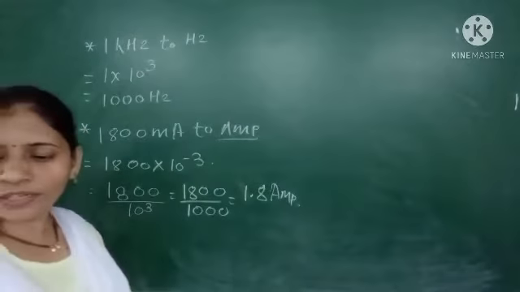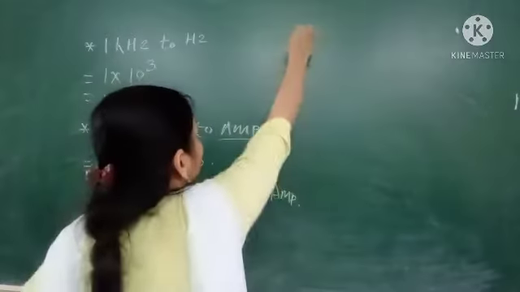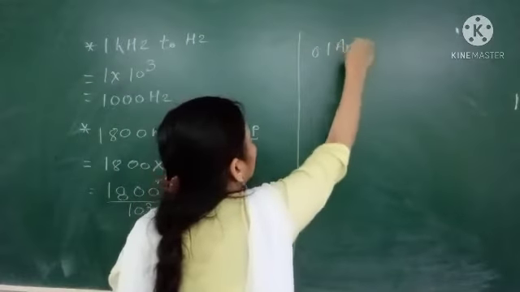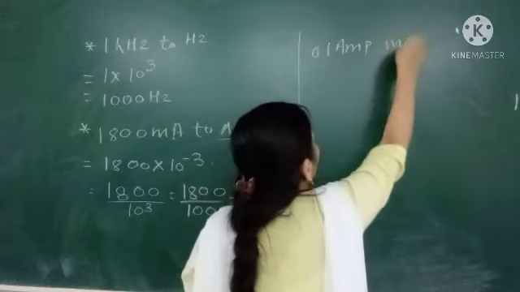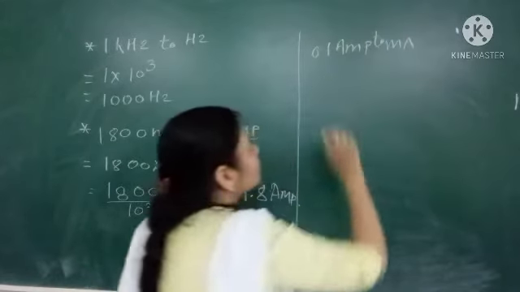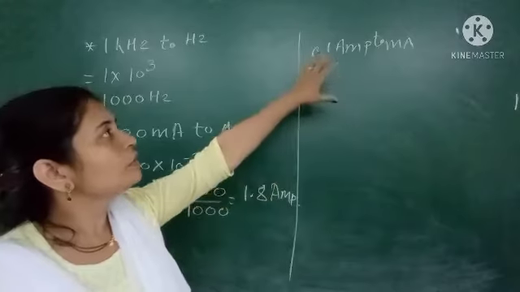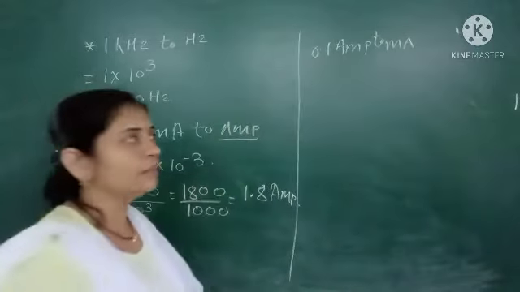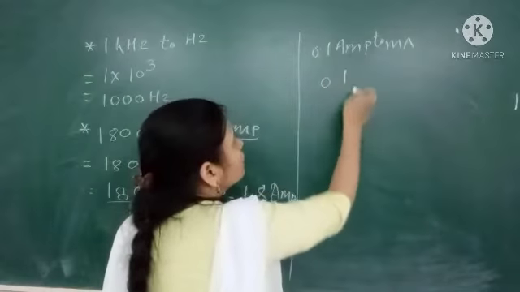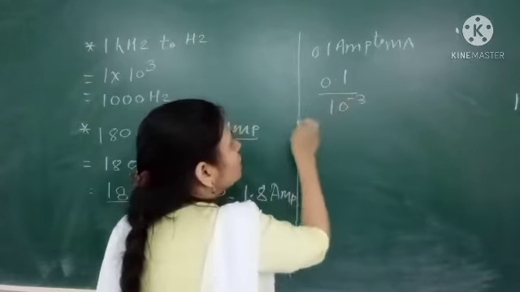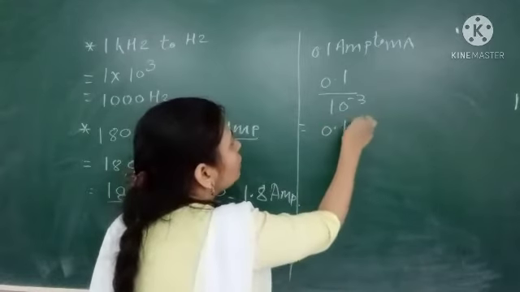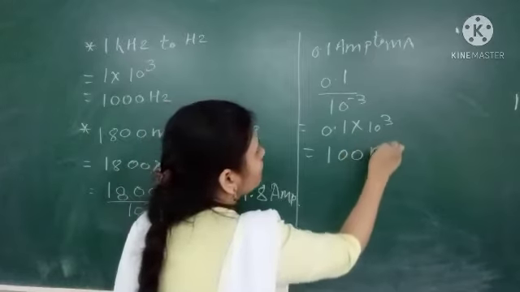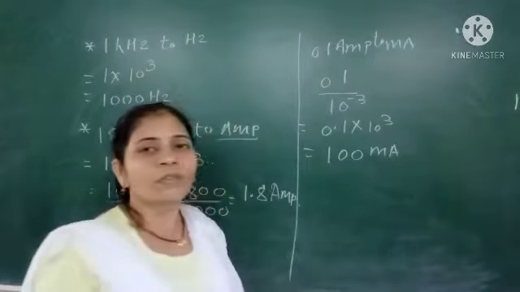Okay. Now we'll take another example, that is 0.1 ampere to milliampere. Now here what we have to do? We have to go from higher to lower. So what we have to do here? We have to multiply the number. So this is 0.1, multiplied with 10 raised to 3. So you get here 0.1 into 10 raised to 3. So the answer is 100, that is in milliampere.